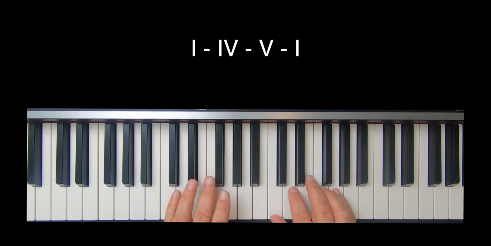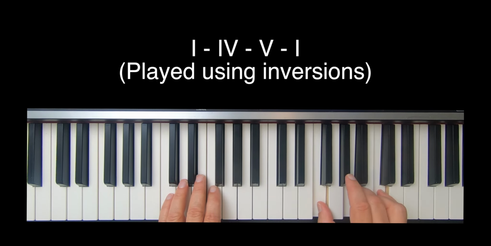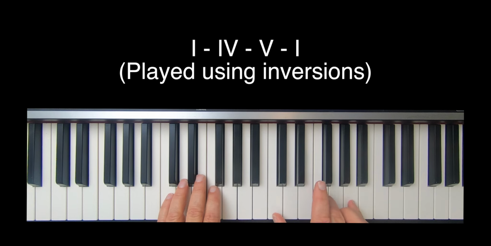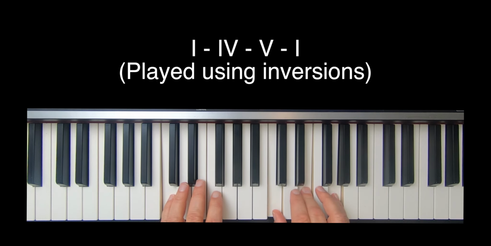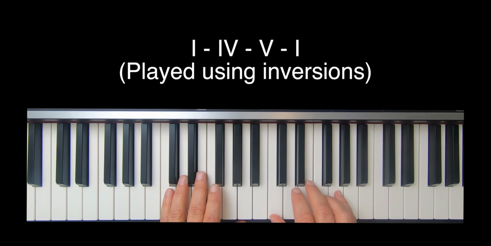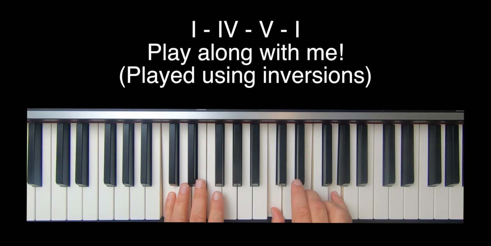Now, we can make this even easier to play, and this is more likely how you're going to play it, by using inversions in the right hand. So instead of going like this, we'll play this. Watch my fingers. Now you can see my hand doesn't have to move as much. 1, 4, 5, 1. By the way, I encourage you, if you're not doing this, to get behind your keyboard and play along with me. 1, 4, 5, 1. One more time. 1, 4, 5, 1.